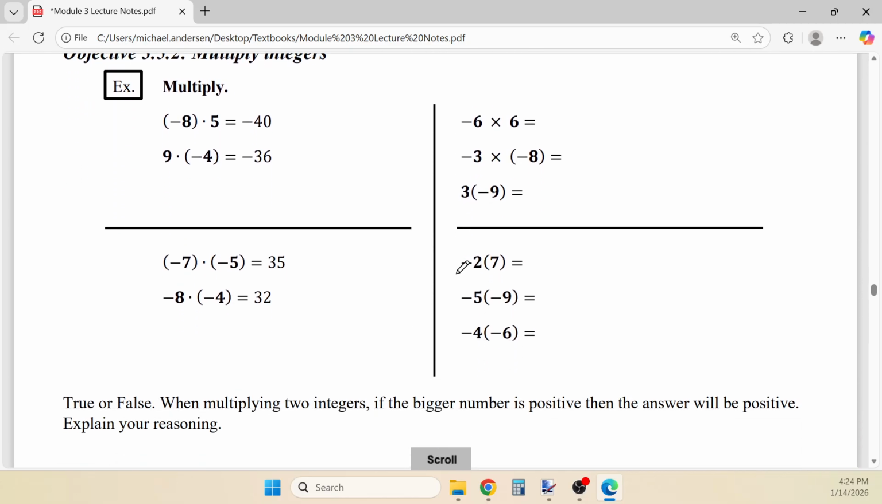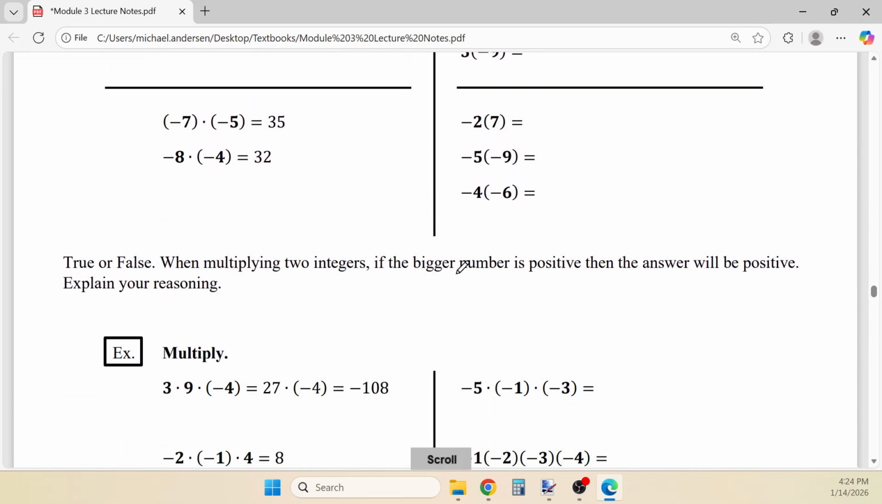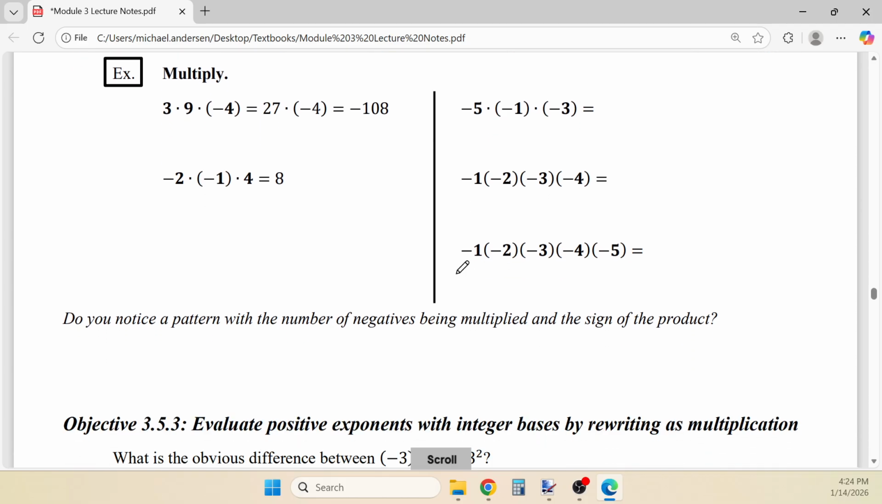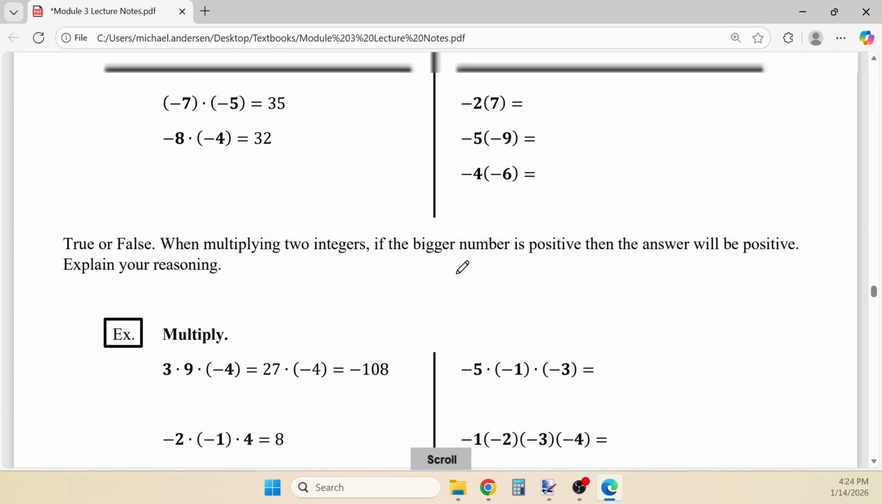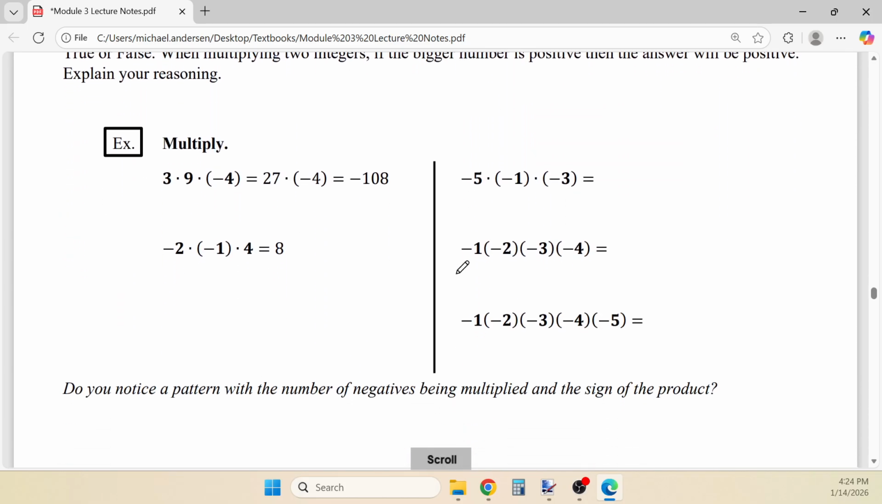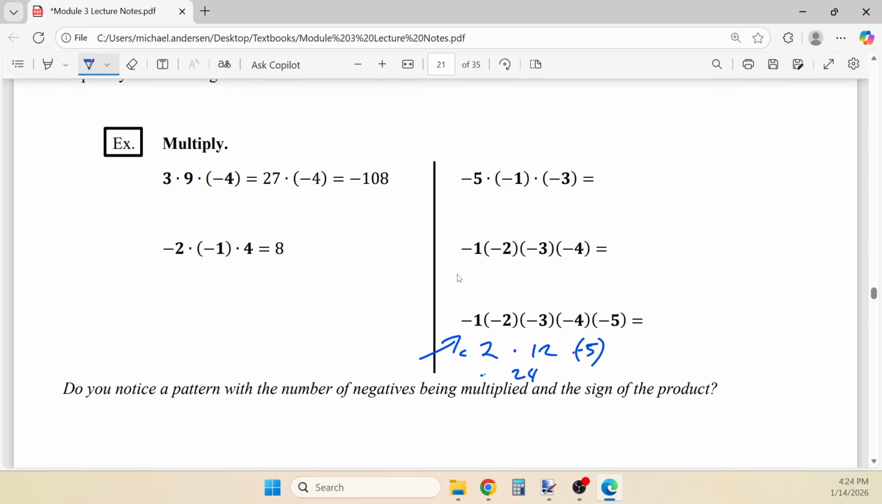So we'll do these. I'll do this one. Negative 1 times negative 2 is positive 2. Negative 3 times negative 4 is positive 12. And we still have a negative 5 here. 2 times 12 is 24. And we still have the negative 5 here.